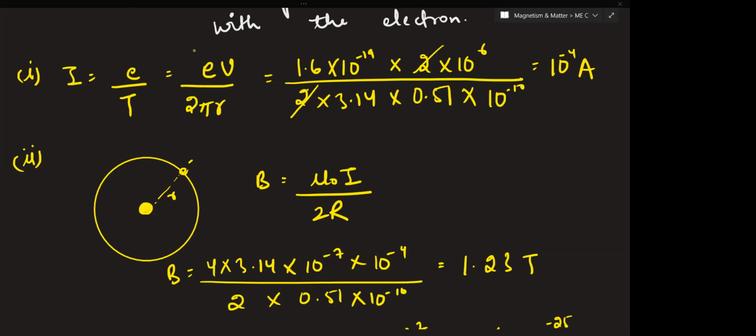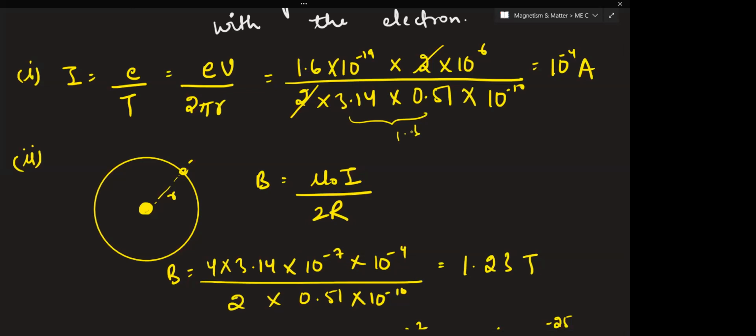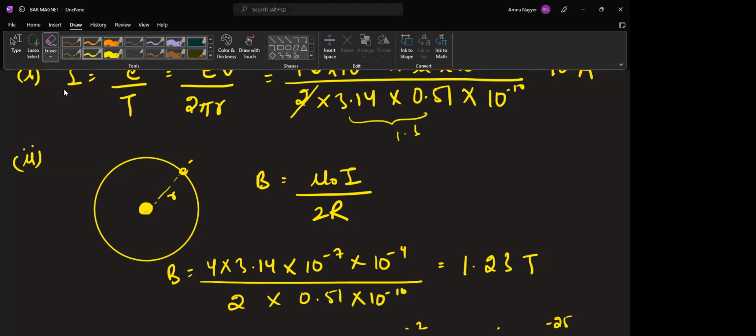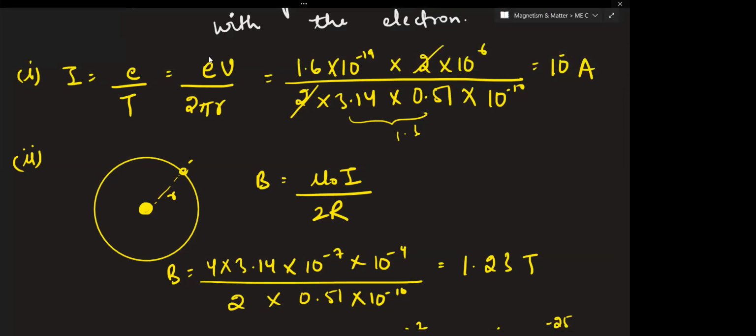See, 3.14 into 0.51 is around 1.6, no? So 1.6, 1.6 will get cancelled. So yes, 10 to the power minus 9 plus 6 minus 3, right? It should be minus 3 only. The correct answer will be minus 3.